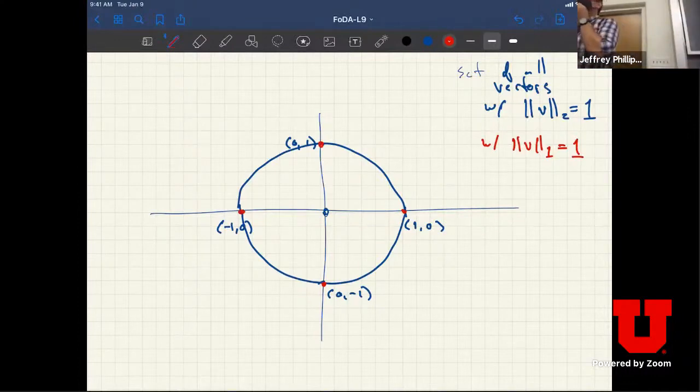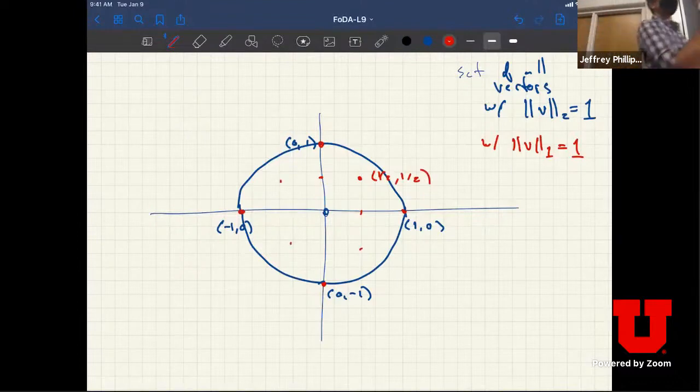Who can come up with another point that will have a 1 norm equal to 1? Any other point? Yep. 1/2, 1/2. Yeah, so 1/2, 1/2. Let's put tick marks here. This point right here. So that's the coordinate 1/2, 1/2. And so this is also going to be true for these 4 points. If I turned any of those 1/2s into a negative 1/2, I take the absolute value, right?